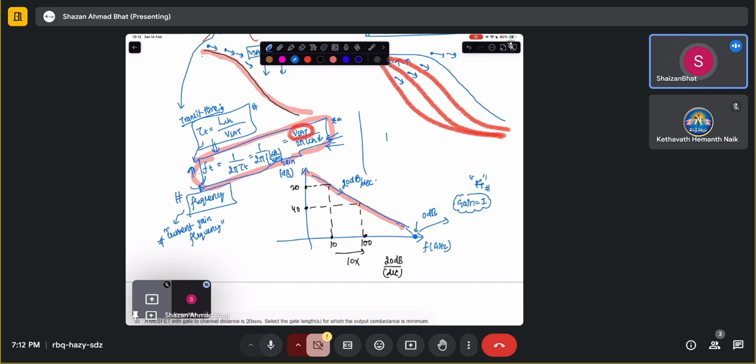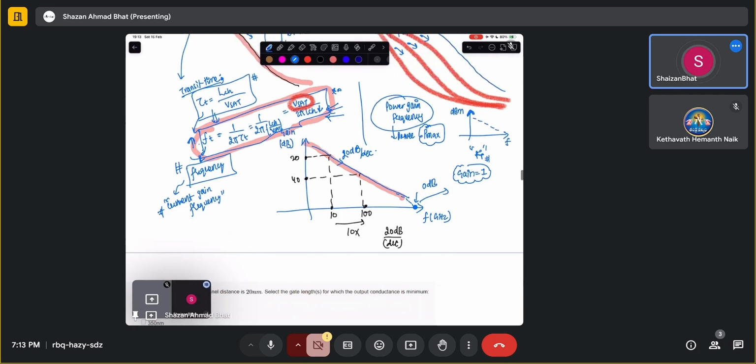There's another frequency called the power gain frequency. That is with respect to the power. That's the maximum frequency with respect to power, where you can get the maximum power out. If this is power, let's say in dBm, and this is the frequency, then it is the maximum gain you can get out of it at some particular frequency.